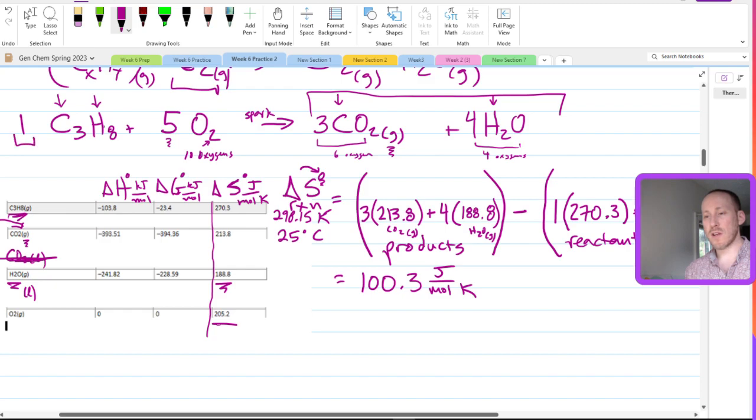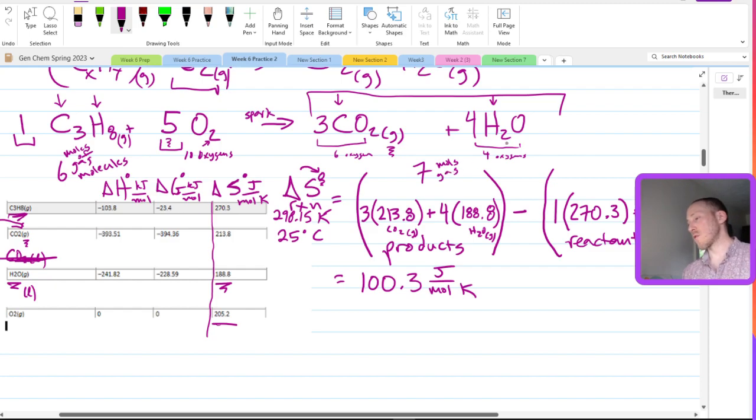Let's see if it makes sense. We have 1 gas molecule and 5 gas molecules. So we have 6 moles of gas molecules. That's pretty accurate. And over here we have 7.